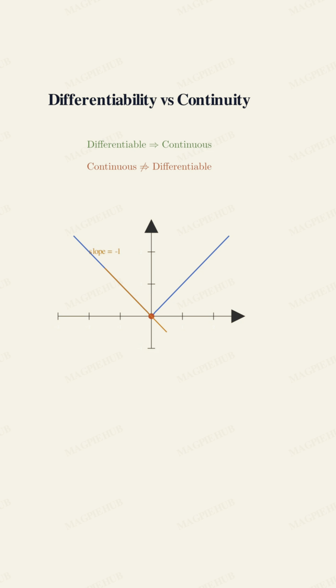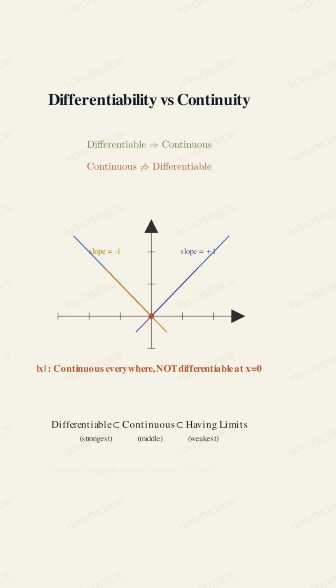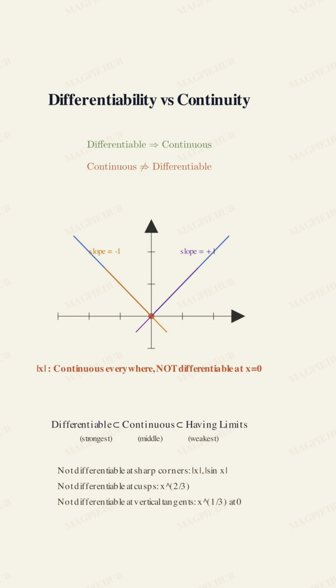The classic counterexample, modulus x. It's continuous everywhere, no breaks. But at x equals 0, there's a sharp corner. The left tangent has slope minus 1, the right tangent has slope plus 1. Since left-hand derivative does not equal right-hand derivative, it's not differentiable at 0. Remember the hierarchy: differentiable is the strongest, then continuous, then merely having a limit is the weakest.